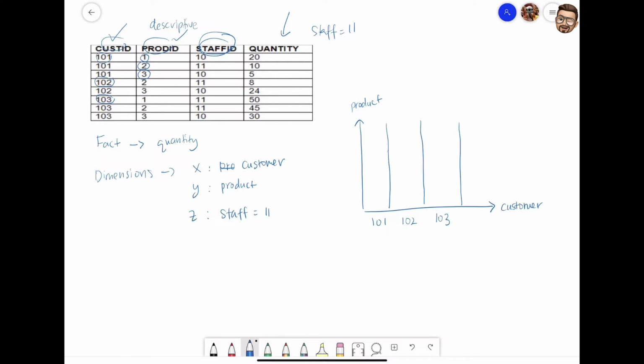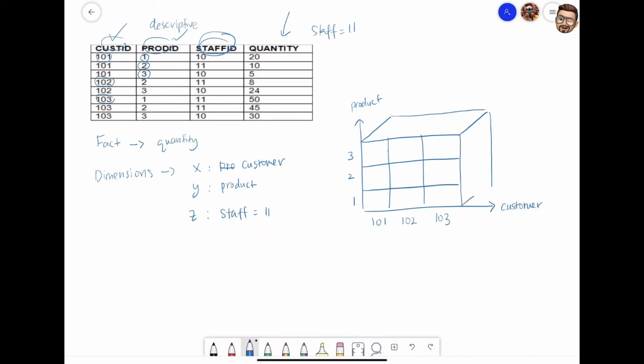Any other product here are repetitive. So we know that we have product 1, product 2 and product 3. Now you have the members of X and Y. Now let's take a look at our Z.